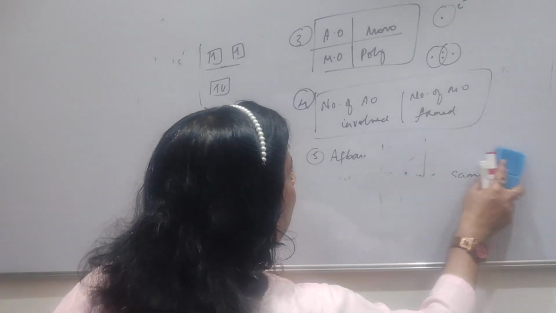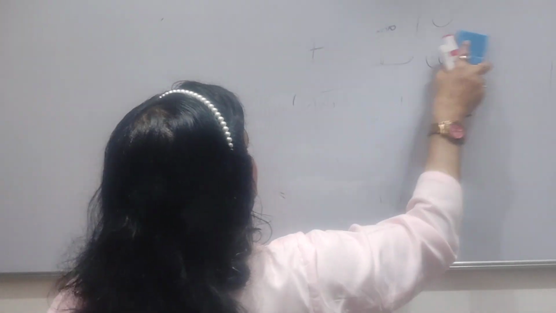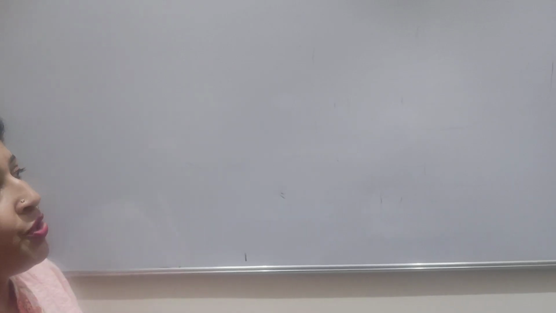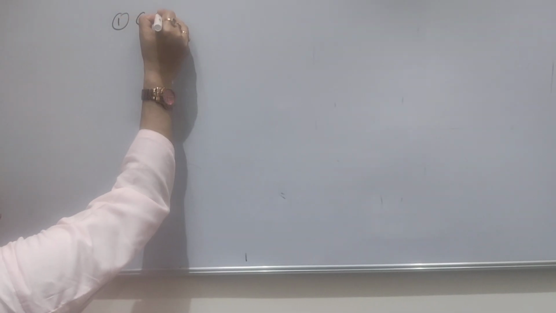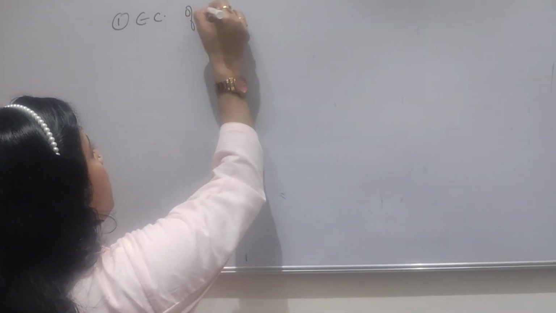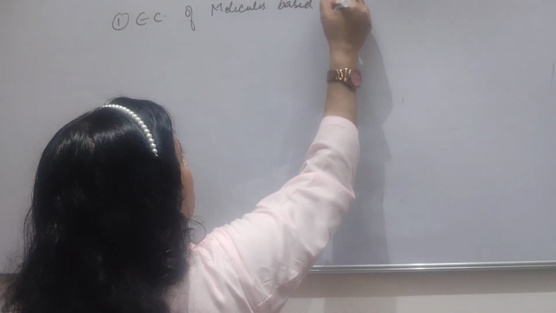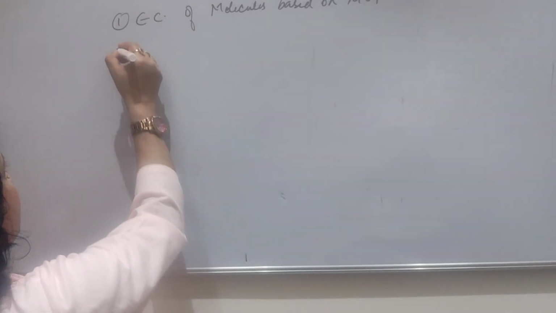Now, moving on to what kind of questions you're going to get in competitive exams with regard to this topic. The questions you're going to get are really beautiful. You get many questions from here. Of different types of questions, if I can list them, the first one will be the electronic configuration of molecules based on MOT. They're going to ask the electronic configuration. We will come to that later.